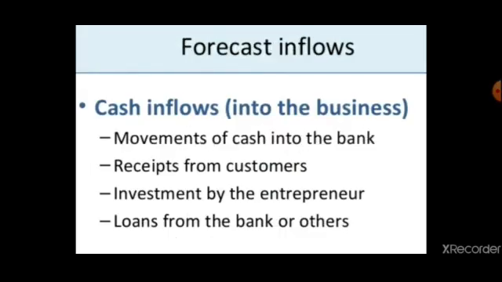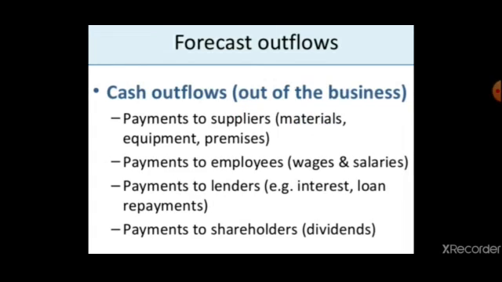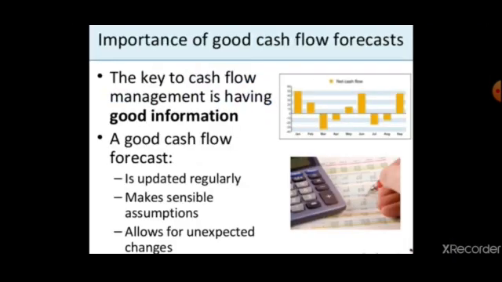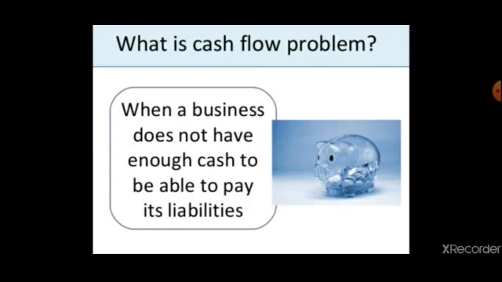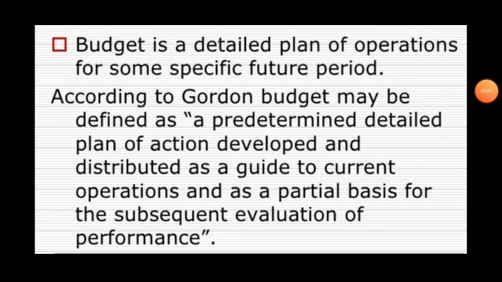Inflow forecasting covers movement of cash into the bank: receipts from customers, investment by entrepreneurs, and loans from the banks. Outflow, that is out of the business, covers payments to suppliers, employees, lenders, and shareholders. The importance of cash flow is that it is good information and it gives better decision making. And what are the cash flow problems? When a business does not have enough cash to be able to pay its liabilities, then there is a cash flow problem.